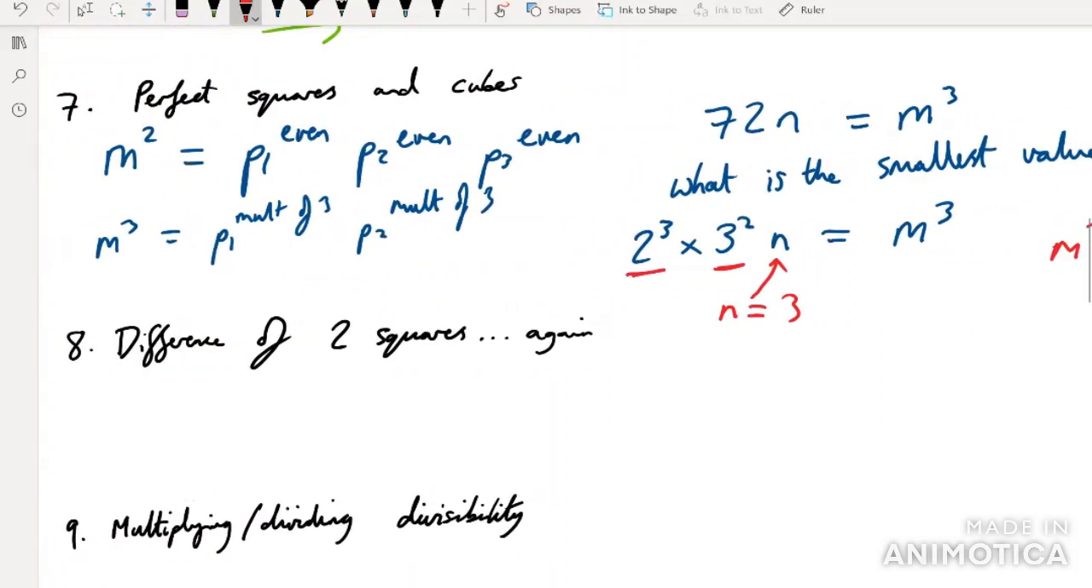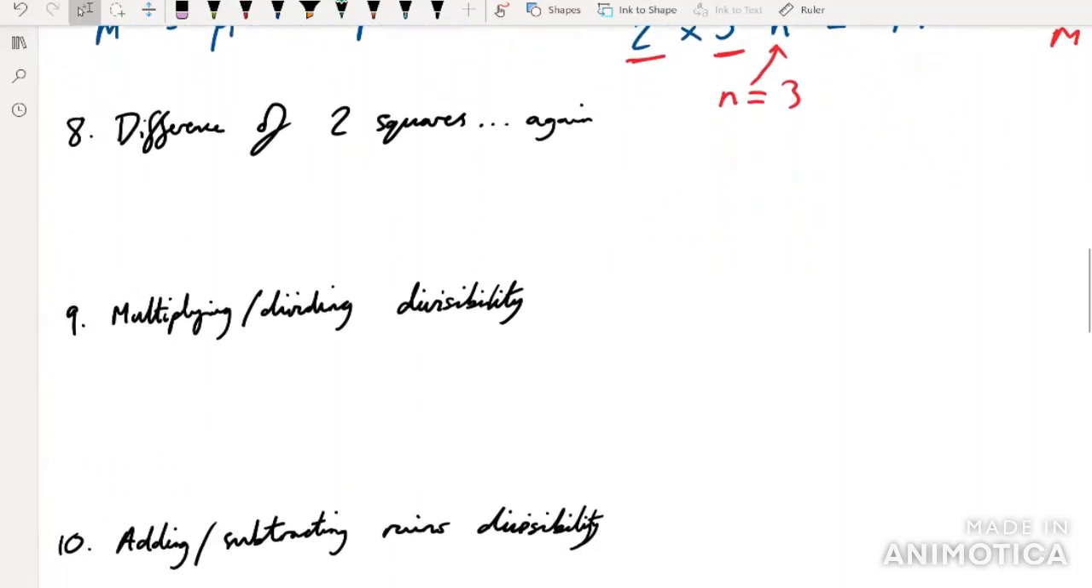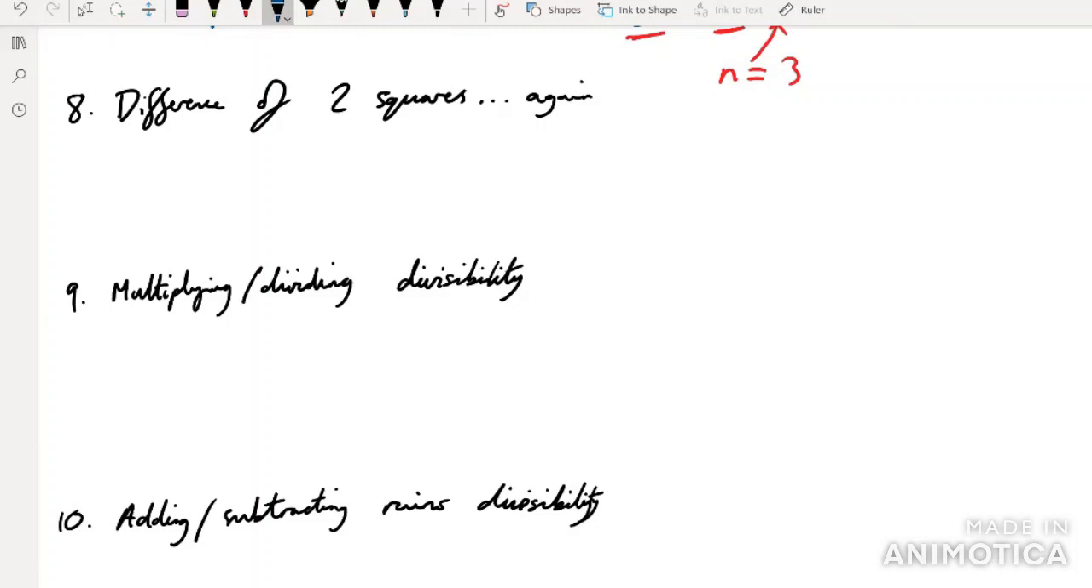So that's how to deal with perfect squares and cubes. And then just another mention of this difference of 2 squares thing. Again, you'll see this kind of thing a lot. 5 to the 16 minus 3 to the 16, something like that, must be divisible by question mark. And so effectively, all you want to do for these kind of questions is just difference of 2 squares over and over again.